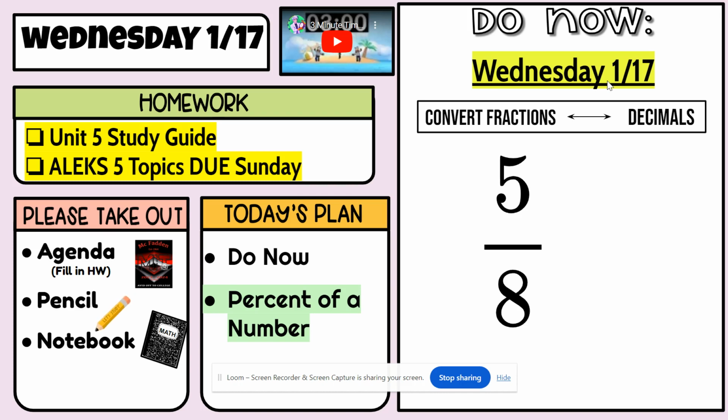We are going to work on the do now, and then afterwards I'll walk you through the notes, the foldable for today. All right, kiddos? Okay, so let's go ahead and begin. Today's do now is to convert the fraction 5/8 into a decimal.